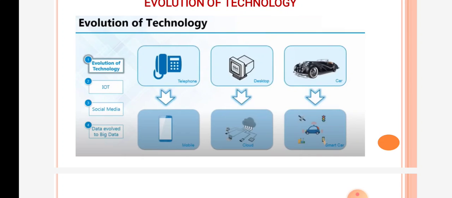The third example coming is the car. The function of a car is to move people from one place to another.